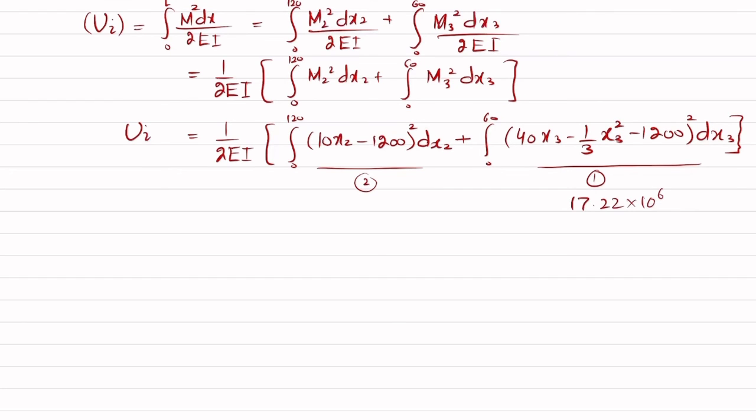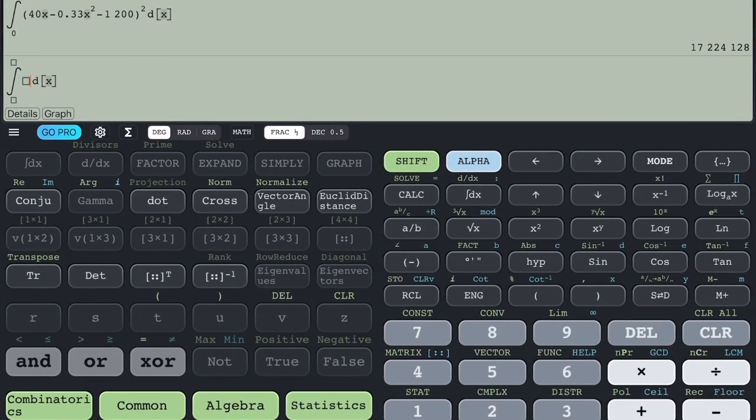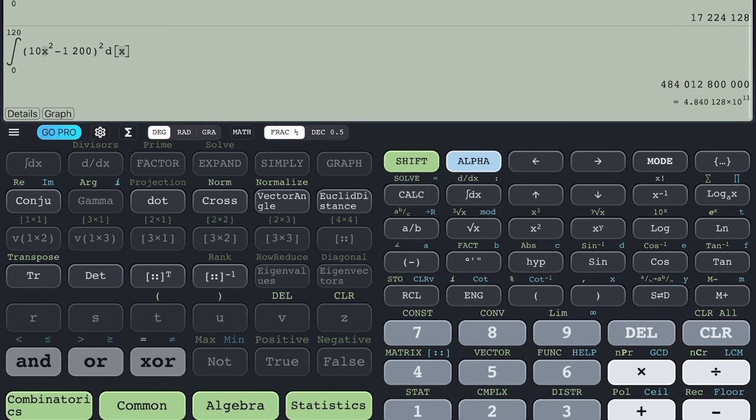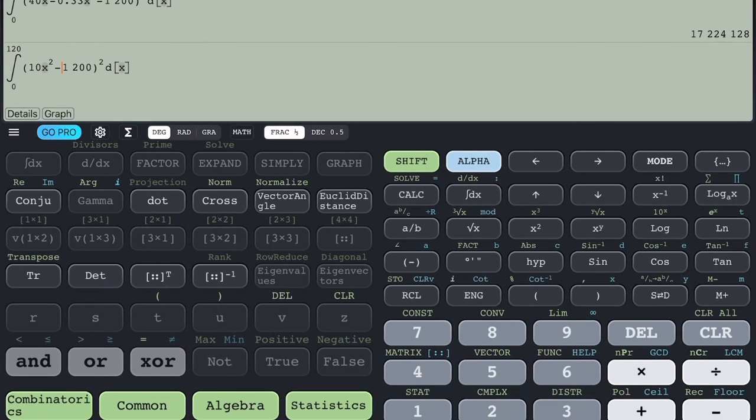Now we will solve this second one. So we will write this equation, 10x2 minus 1200. So integral of 10x square minus 1200 whole square, and limit was from 0 to 120. And you click it, so you can see something is wrong. Okay, it's not square, this is not square, so only 10x. Okay, now we solve this.